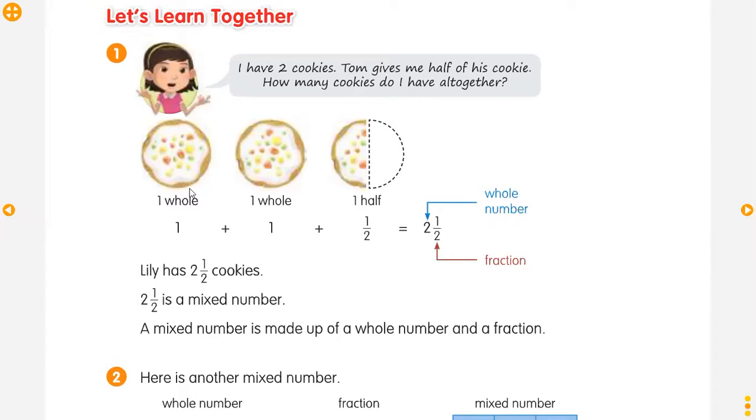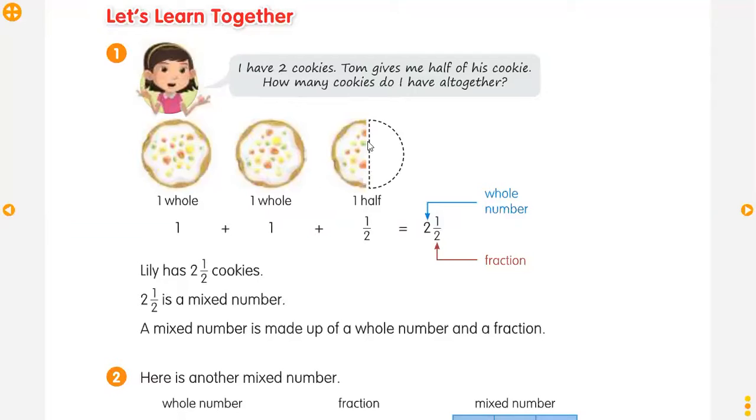For example, this is a cookie. I ate one whole cookie. Then I ate another one whole cookie. And after then, I ate this half of a cookie. So this means I ate 2.5 cookies, right? So 2 whole cookies and a half.